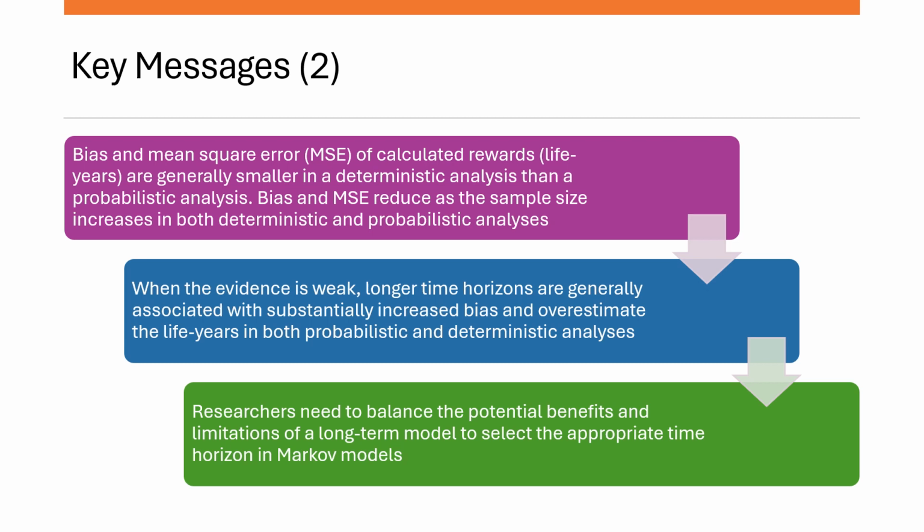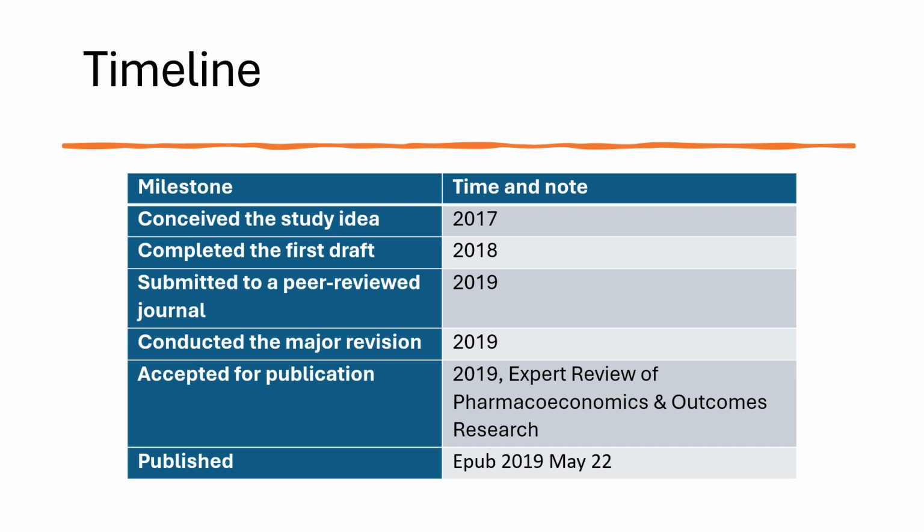When the evidence is weak, longer time horizons are generally associated with substantially increased bias and overestimate the life years in both probabilistic and deterministic analyses. Researchers need to balance the potential benefits and limitations of a long-term model to select the appropriate time horizon in Markov models. Here is the timeline of this article.